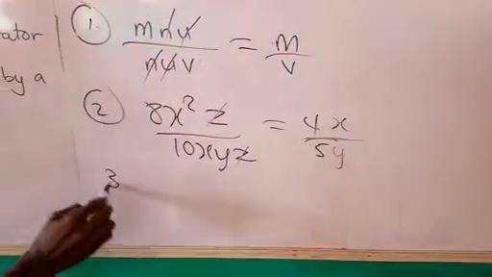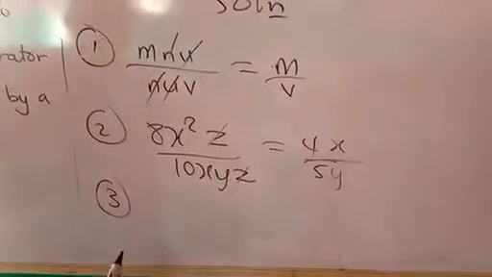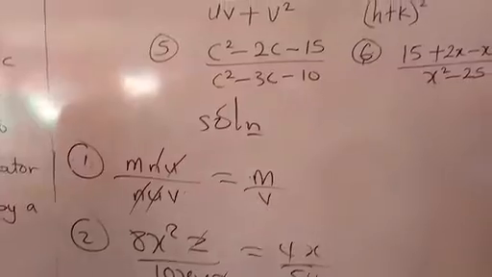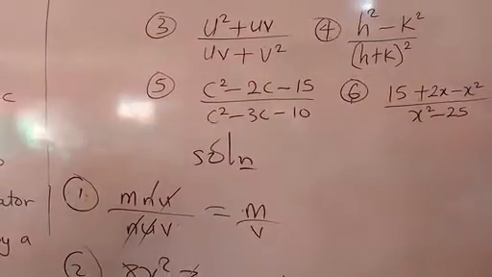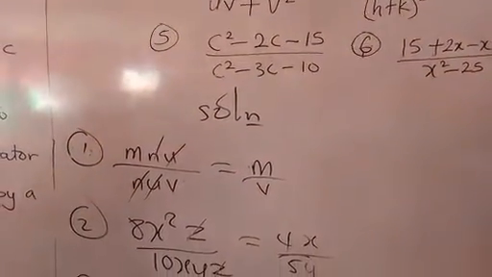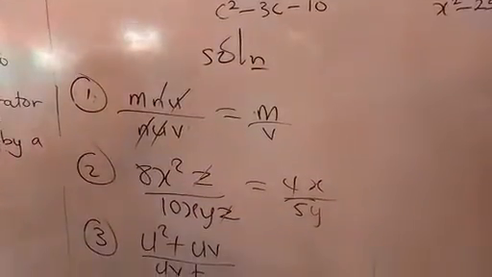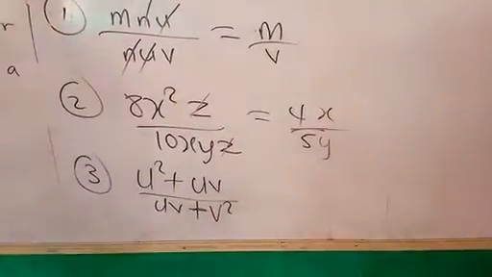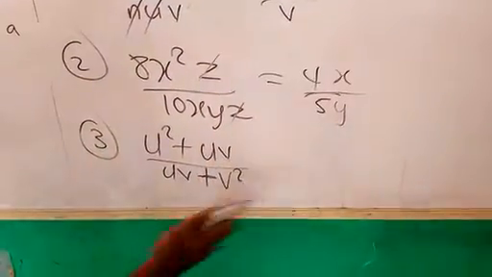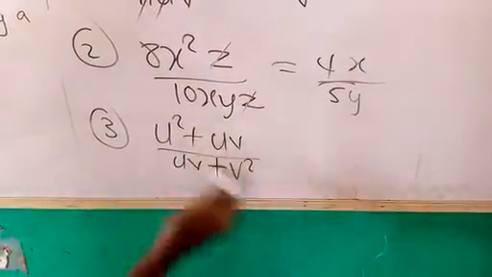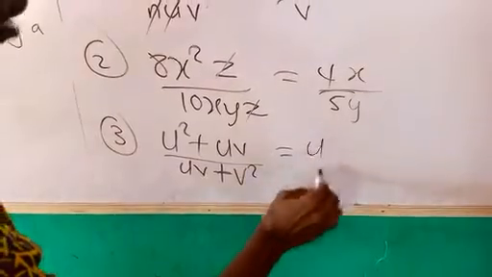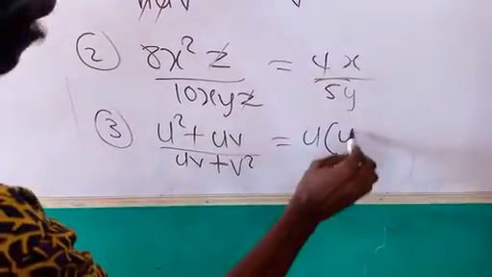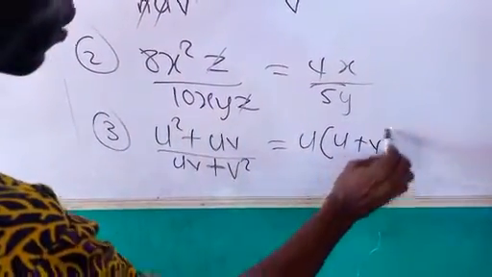Let's now look at question 3. Question 3 is u squared plus uv, all over uv plus v squared. What can we do here? We need to factorize. Which one is common here? I think u is common. I need to factor out u. What remains is u plus v in this place.